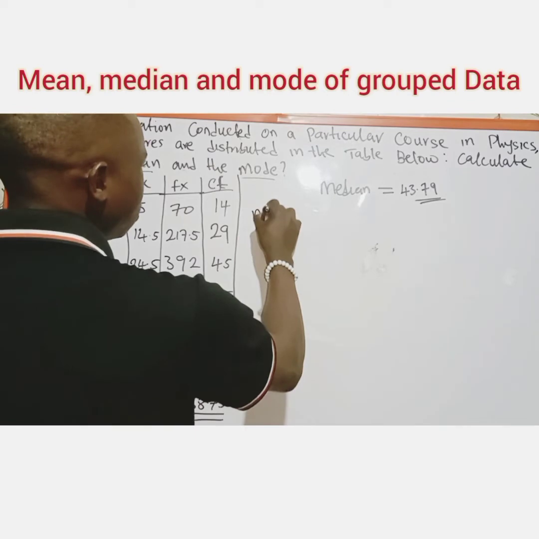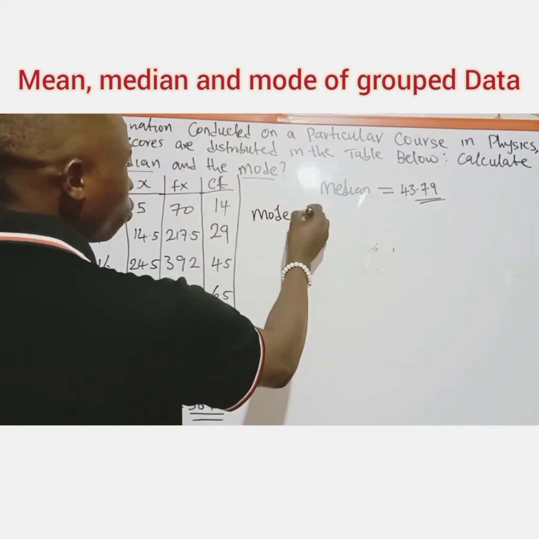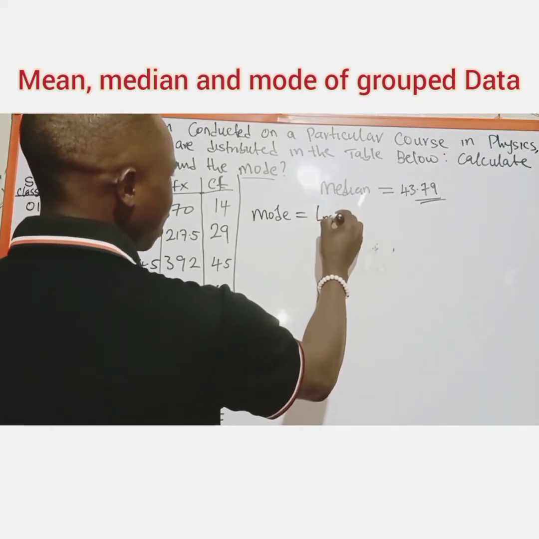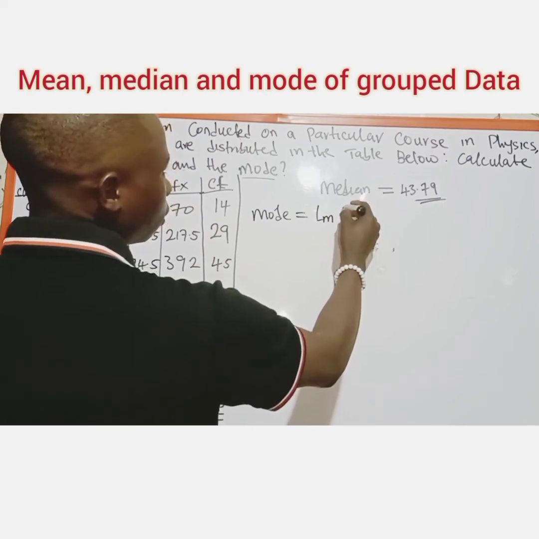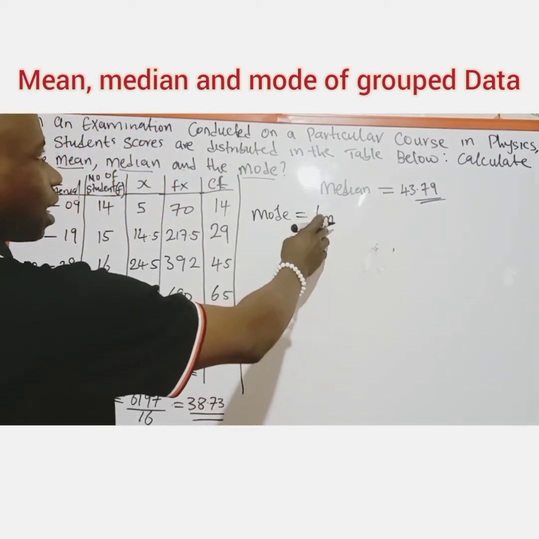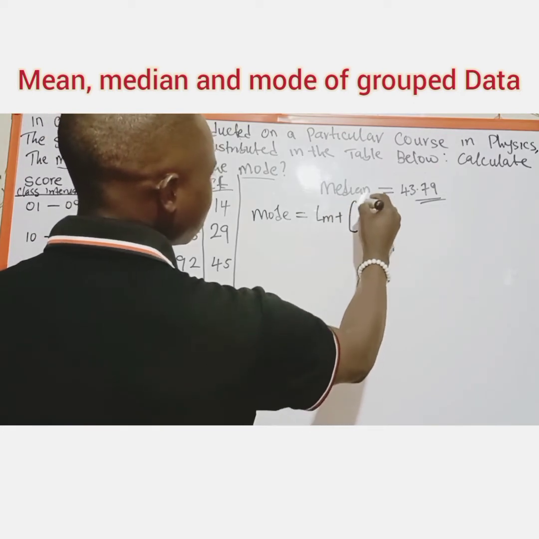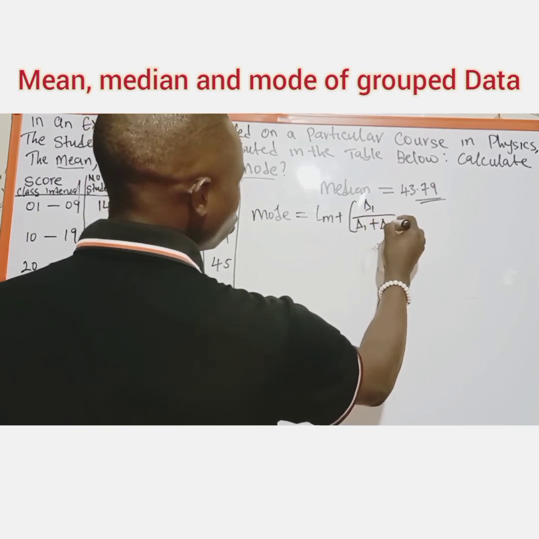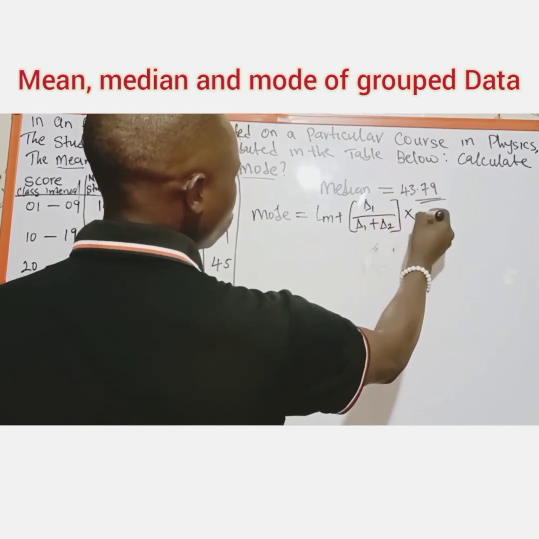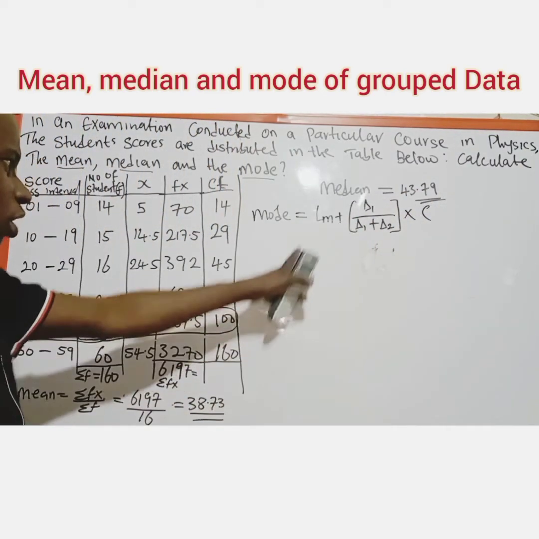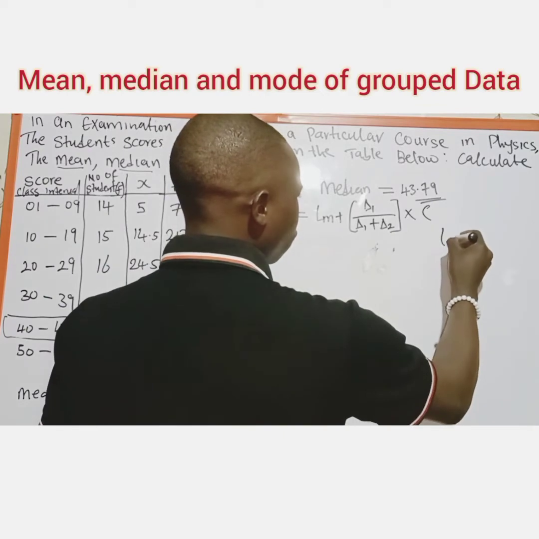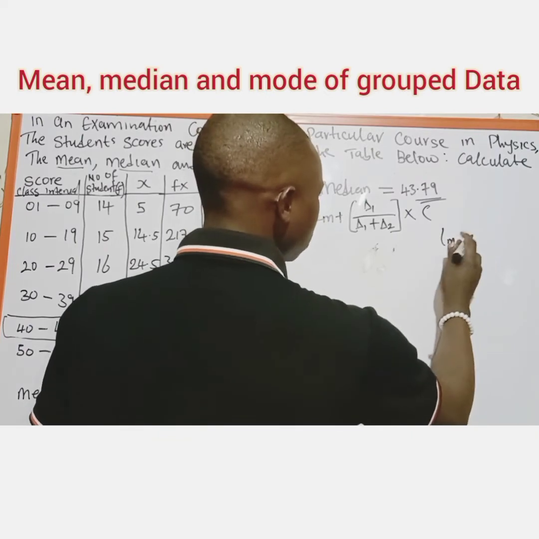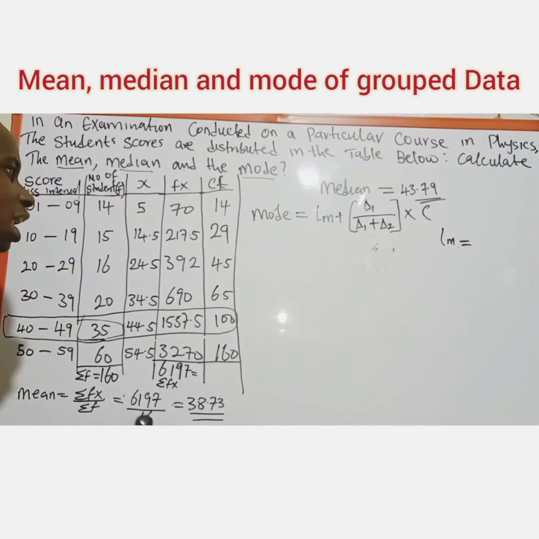First of all, let me write the formula to calculate the mode of a grouped data. The formula: mode is equal to the lower class boundary of the modal class plus, you open a bracket, delta 1 over delta 1 plus delta 2, you close the bracket, then multiply by C. So let us find the lower class boundary of the mode. This is the modal class lower class boundary.